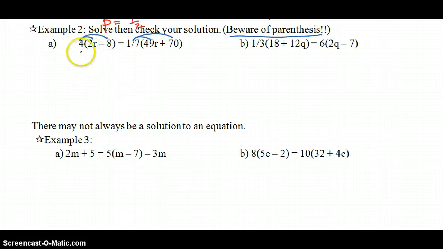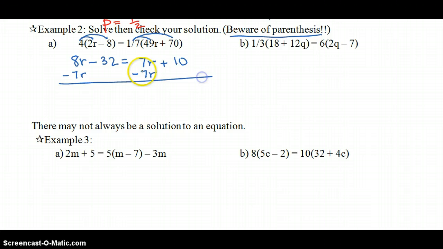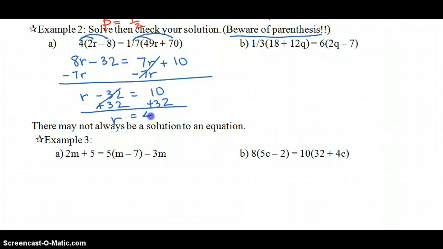So everything in the parentheses has the 4 being multiplied by it. So we end up with 8r minus 32 equals 1/7 of 49 would be 7r, and 1/7 of 70 is 10. Now I'm ready to get my r's together. Again, I want my r to be positive, so I'm going to subtract 7r because I have that power to do whatever I want. Now I have r, but I have minus 32 still and a 10 left over here, so I'll need to add 32 to both sides, and r, because those cancel, equals 42.